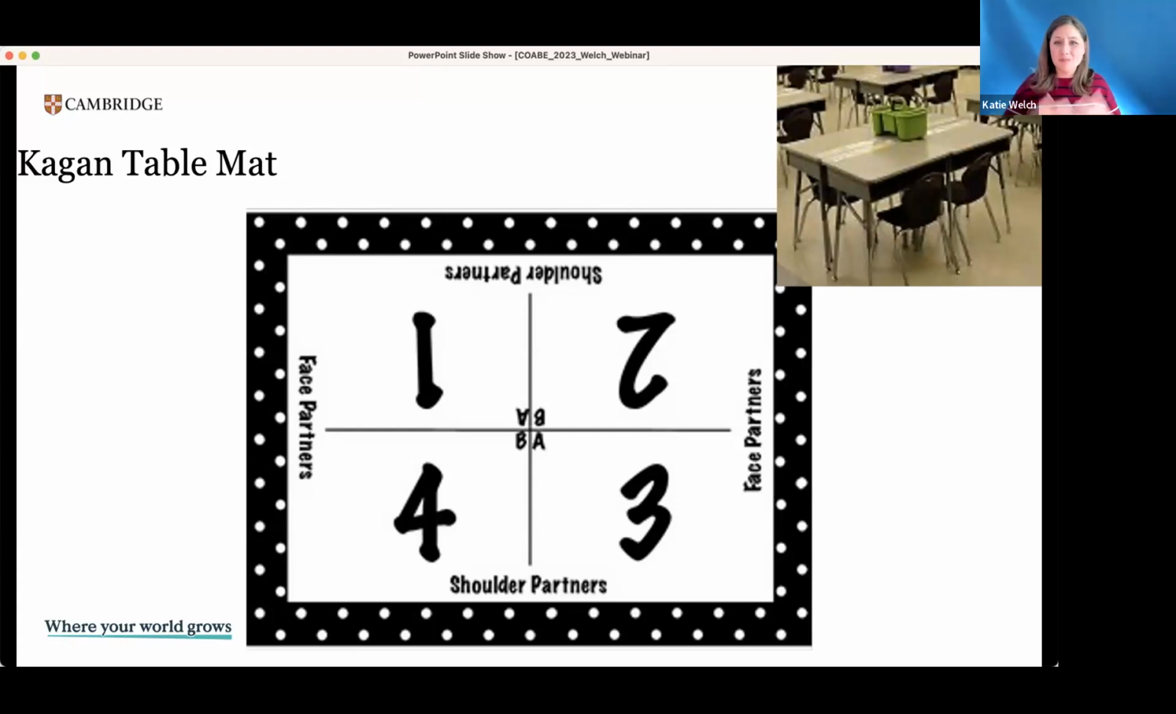Whereas for us in adult ed, because we don't usually have assigned seating, using something like this would still be very random.